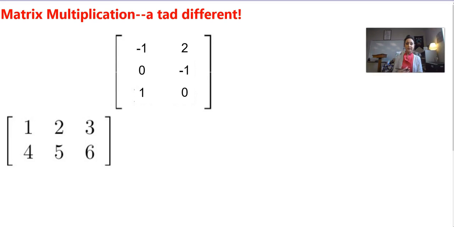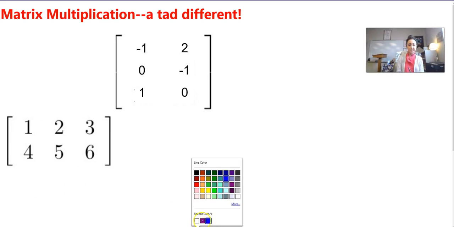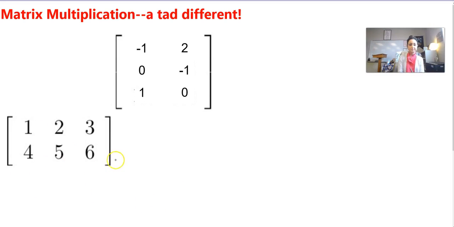For matrix multiplication, you do still need to check the order of your 2 matrices. So let's call this matrix A. What would you say the order is on matrix A? This is a 2 by 3. Okay, what would you say the order is? Let's call this matrix B. This is a 3 by 2, 3 rows, 2 columns.